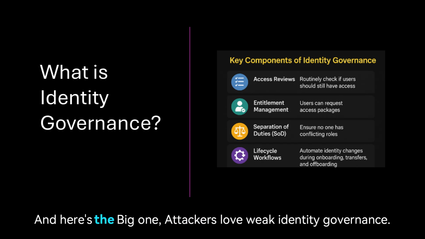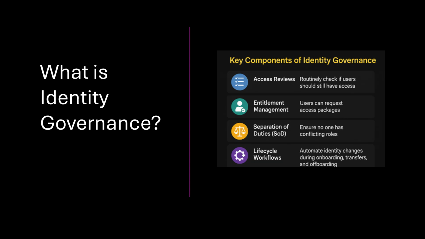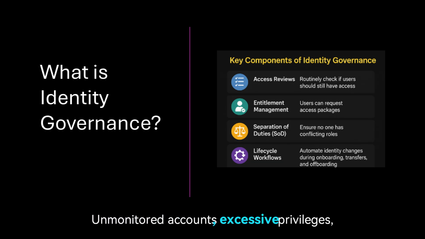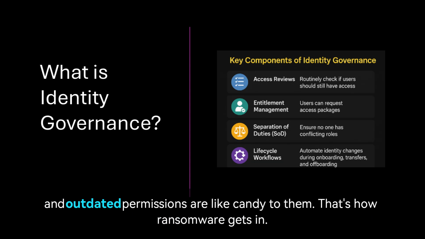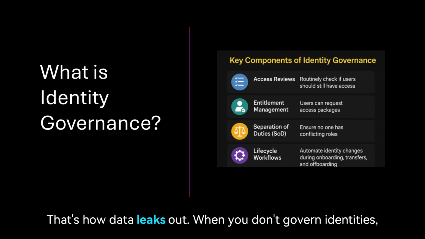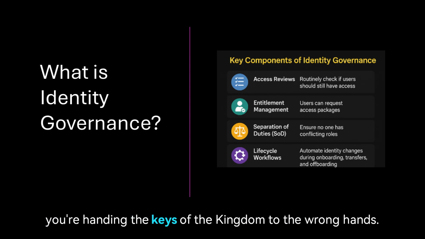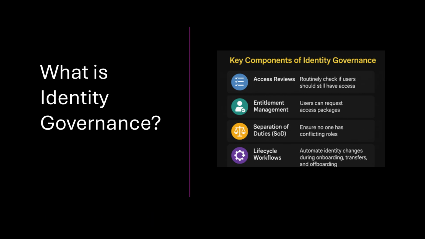And here's the big one. Attackers love weak identity governance. Unmonitored accounts, excessive privileges, and outdated permissions are like candy to them. That's how ransomware gets in. That's how data leaks out. When you don't govern identities, you're handing the keys of the kingdom to the wrong hands.